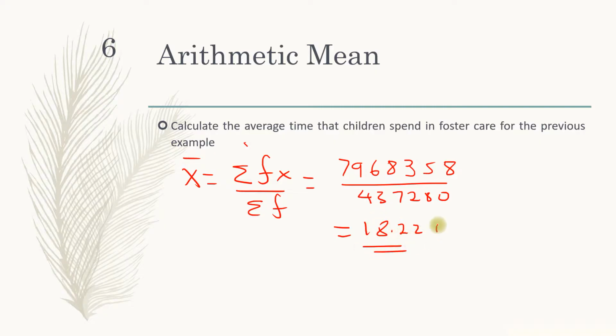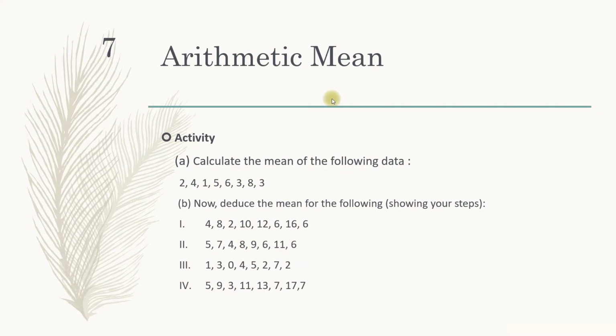So the average time that children spend in foster care is 18.22 months. That is how you compute the average finally for a certain data. That's how you compute the average.